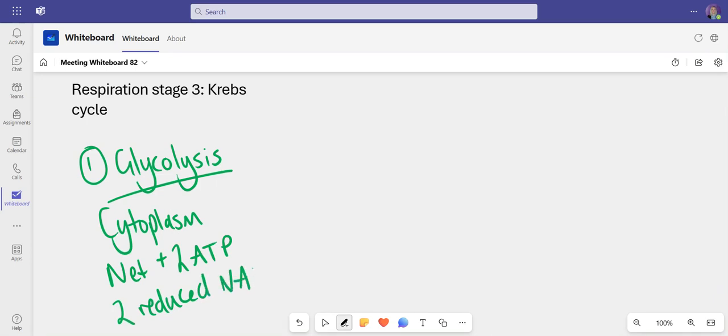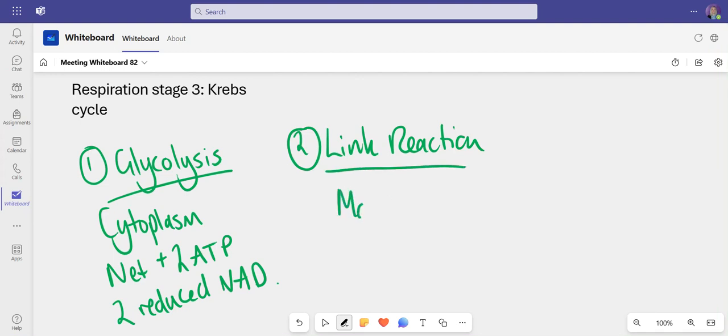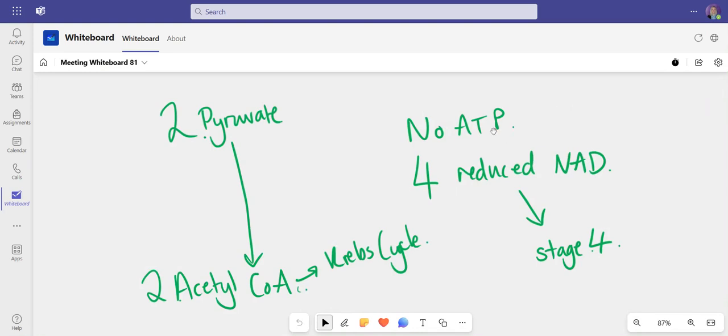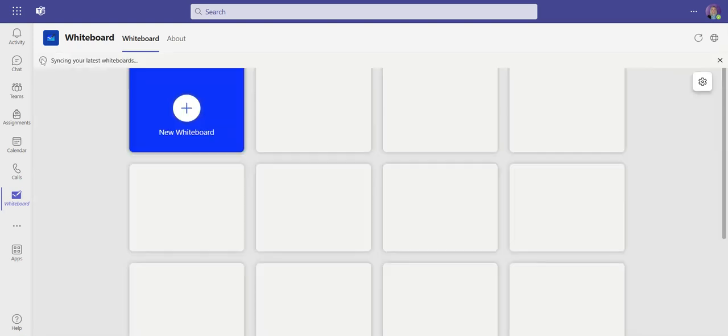Okay. Then the second video we looked at, stage 2, was the link reaction. The link reaction happens in the matrix of the mitochondria. It doesn't make any ATP, but it does make reduced NAD. So if we go back to our last slide of that one, here we go. So it made no ATP, but it made 4 reduced NADs.